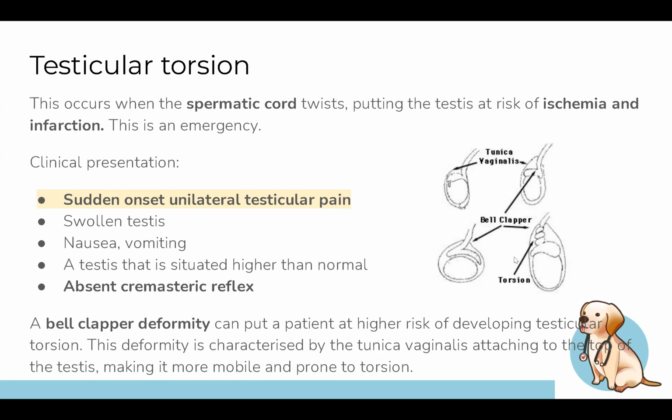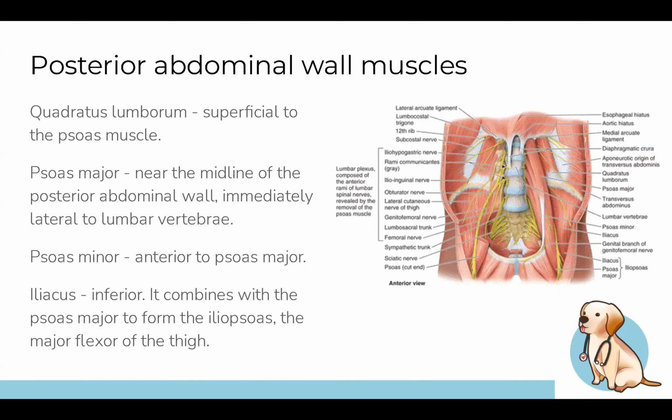Now, a bell clapper deformity is related. You can see here in the normal one in the upper picture, the spermatic cord is attached sort of to the top right of this picture. It's not too far posterior, it's not too superior. Whereas with a bell clapper deformity, the spermatic cord affixes right to the very top, and because of that there's higher mobility of the testis. Because there's higher mobility, it's more likely to curl on itself, causing torsion. So you want to be aware that these patients are more at risk of this medical emergency.